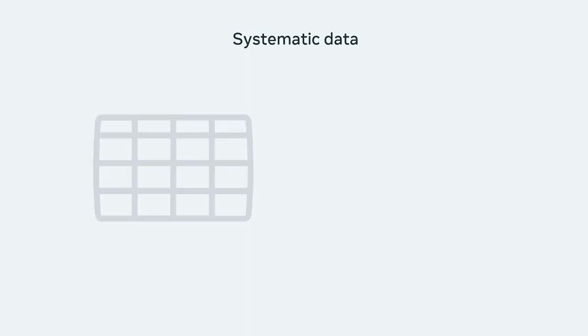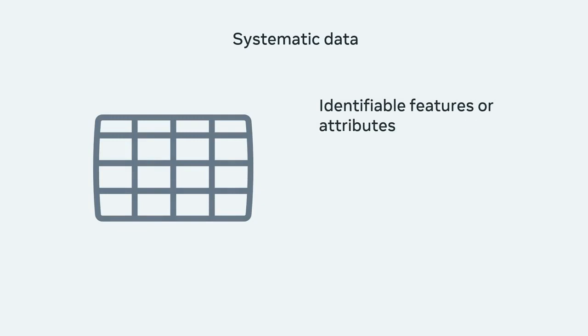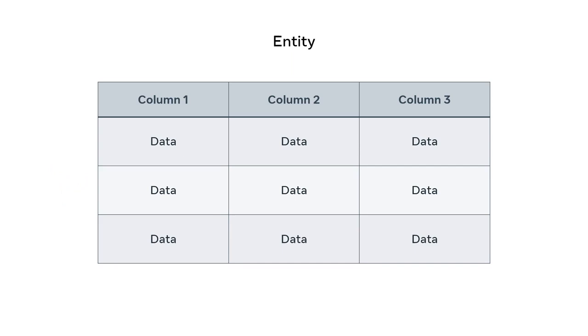What exactly does the term systematic mean? All data contains elements or features and attributes by which they can be identified. For example, a person can be identified by attributes like their age, height, or hair color, and this data is separated and stored in what's known as entities that represent those elements. As you just learned, an entity is like a table.